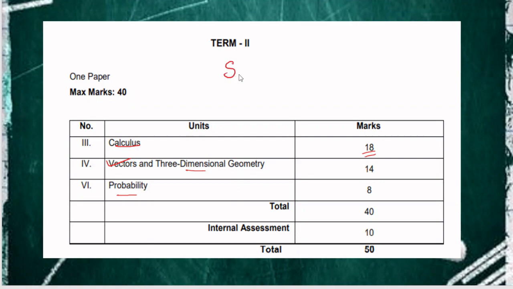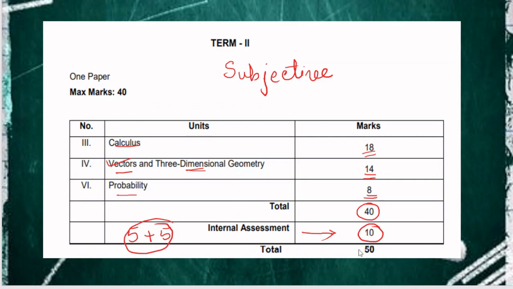And your term 2, it is entirely subjective. Vector and 3D, both the chapters contain 14 marks weightage, and 8 marks will come from probability. Similarly, the paper is of 40 marks and 10 marks will come from internal assessment. And this internal assessment, again 5 marks from periodic test and 5 marks from mathematical activity. Total 50 marks for each term.